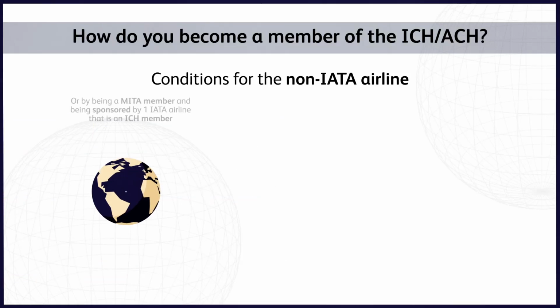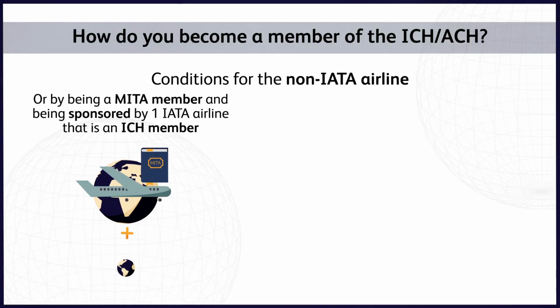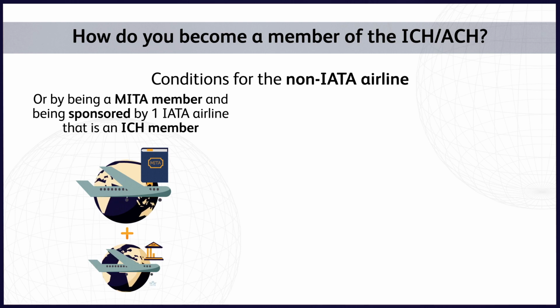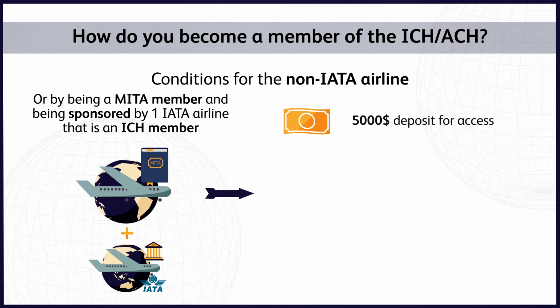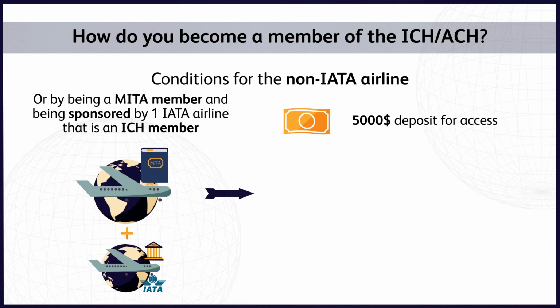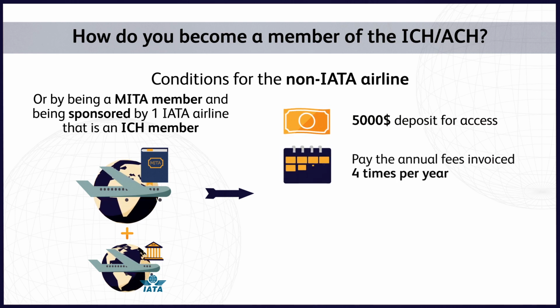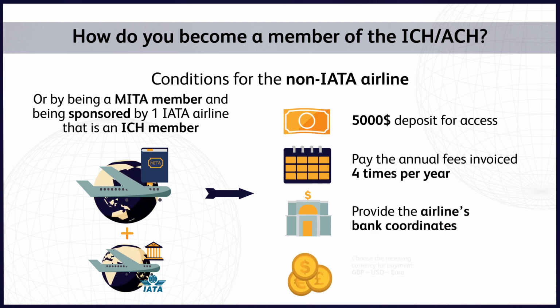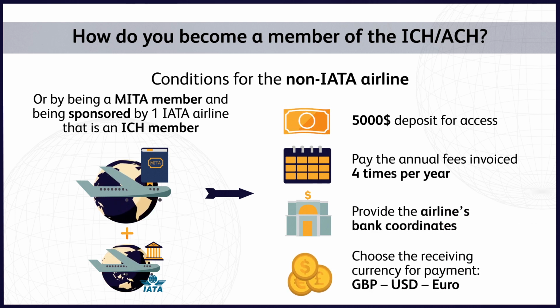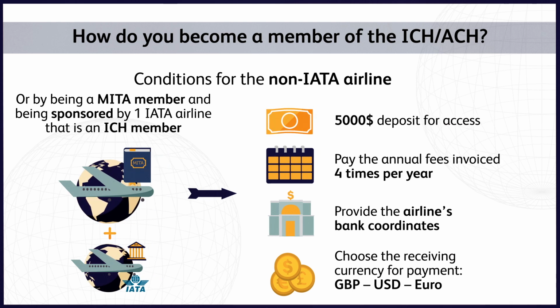Or by being a META member and being sponsored by one IATA airline that is an ICH member with a $5,000 deposit for access, plus pay the annual fees invoiced 4 times per year, provide the airline's bank coordinates, choose the receiving currency for payment, GBP, USD, Euro.